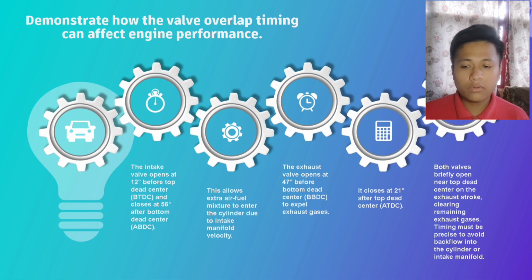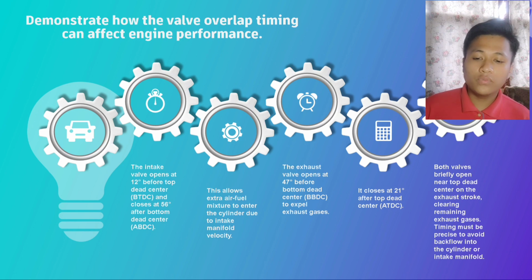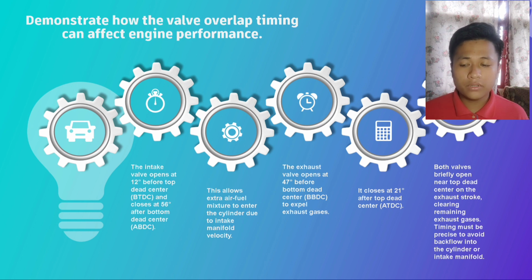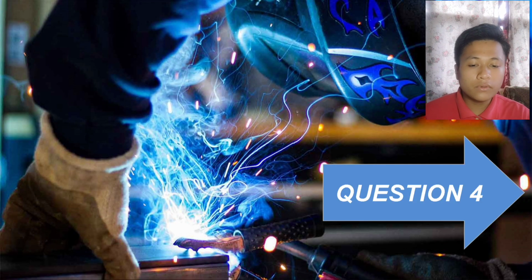The exhaust valve closes at 21 degrees ATDC, when both valves are open for a short period of crankshaft rotation ATDC on the exhaust stroke. The incoming air-fuel mixture helps purge any exhaust gas from the cylinder. Early overlap may result in exhaust gases being expelled into the intake manifold, and late overlap may result in exhaust gas being drawn back into the cylinder. So this is my answer for question 3. It's quite simple. Next, question 4.